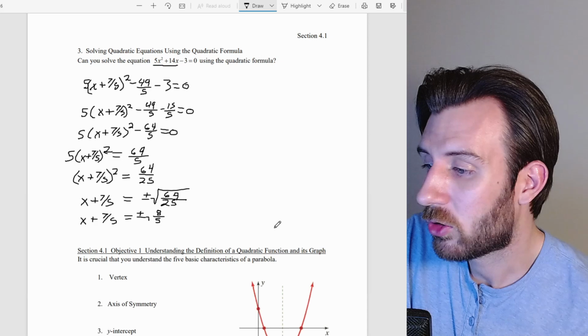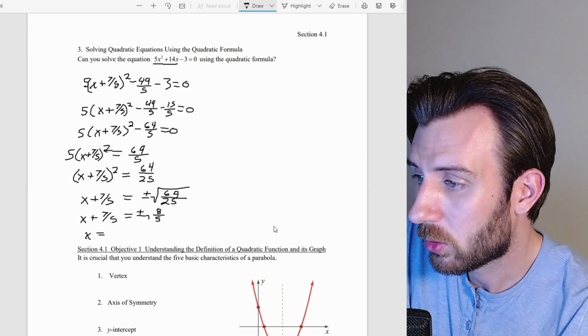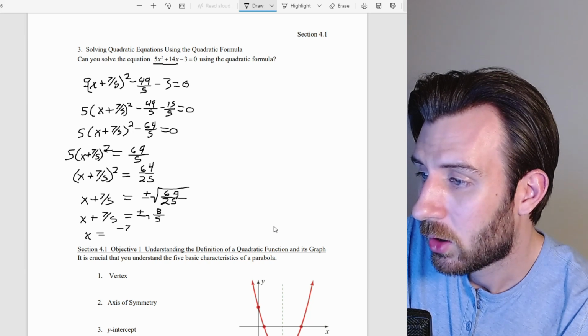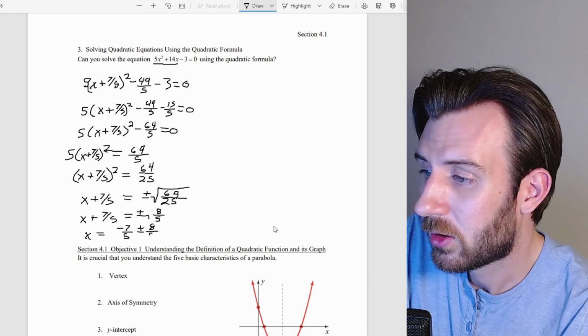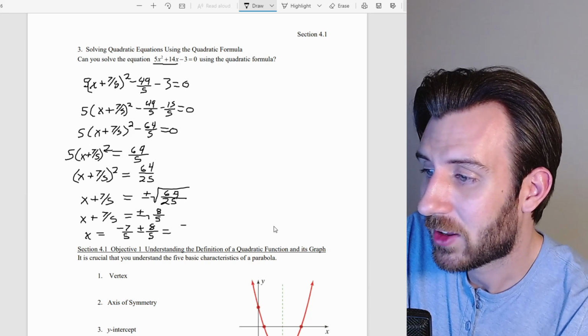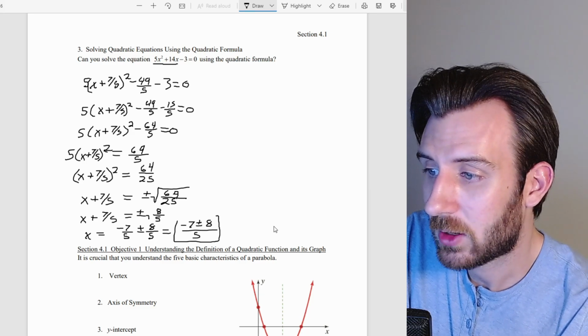And then we would want to, let's see, subtract the 7/5 from both sides. So we would say x is equal to -7/5 plus or minus 8/5, which we could write more simply as just saying -7 plus or minus 8 over 5. Okay, so this would be our two answers right here.